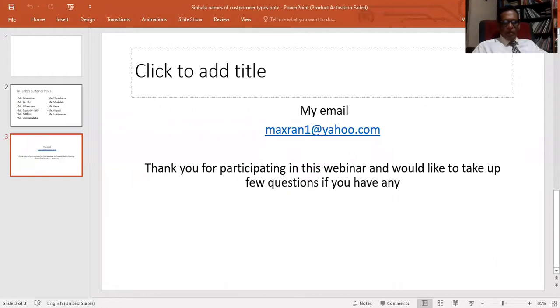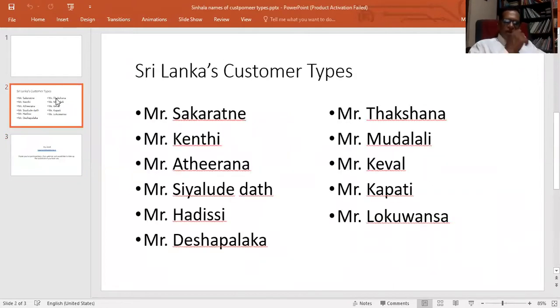Let me show a slide as to the customer types in Sri Lanka. Let me share this slide with you. Let me share screen. These are the customer types that I have found or I have categorized.